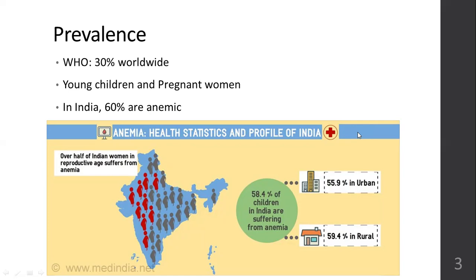The majority of the anemia is in rural India. As compared to urban India, the rural Indian population, especially women in rural India, are more anemic as compared to males. Over half of Indian women, even in the reproductive age group, suffer from anemia. Menstruation is also a factor. It's not the main one, but it is one of the factors in women that could lead to anemia.